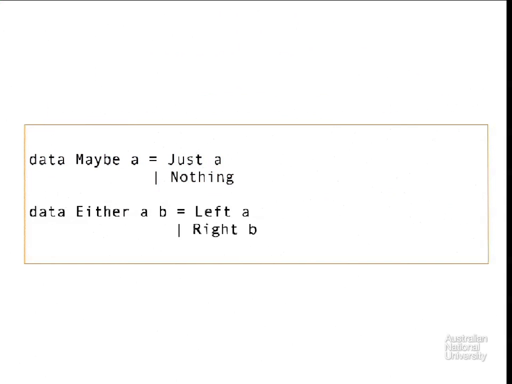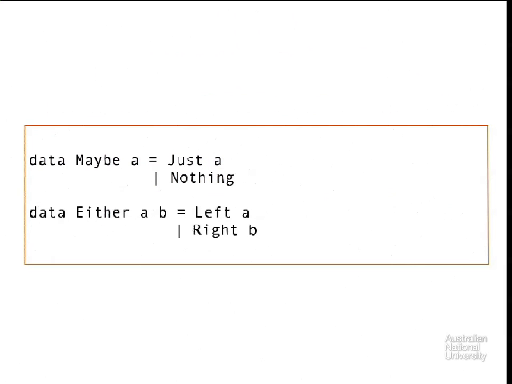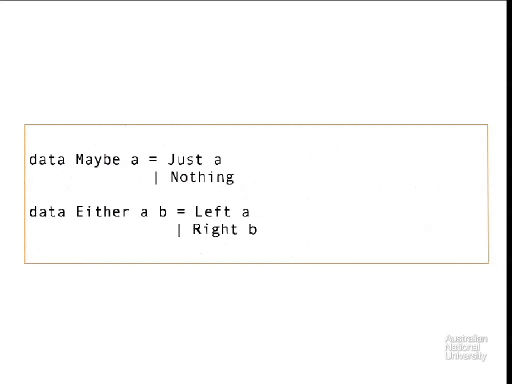Another thing we have in Haskell is either A, B. Now this one hasn't actually come up in 1100, so this is actually new.